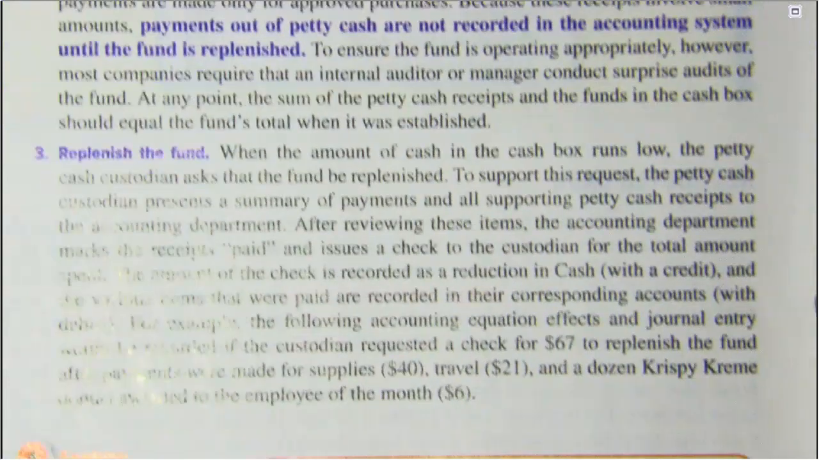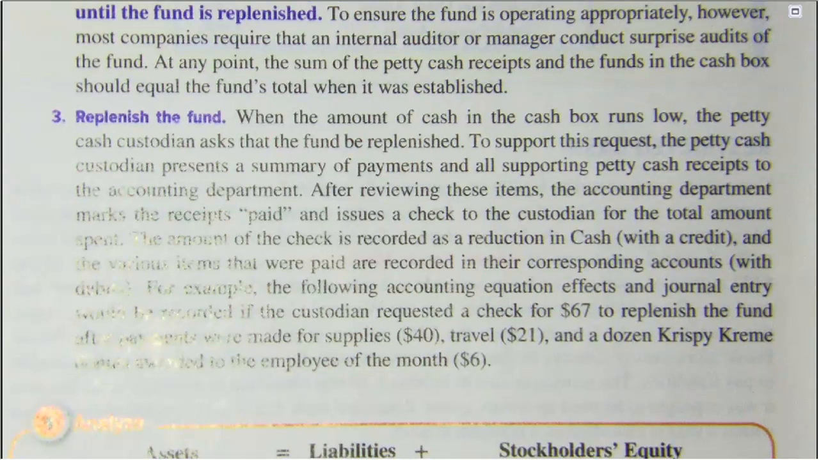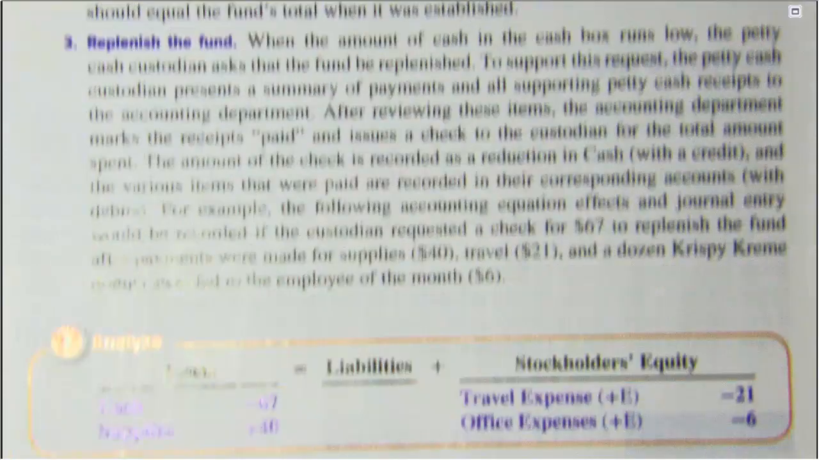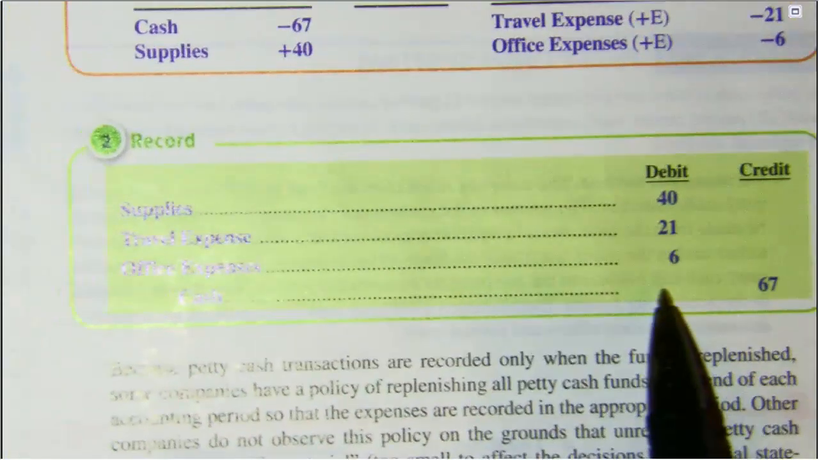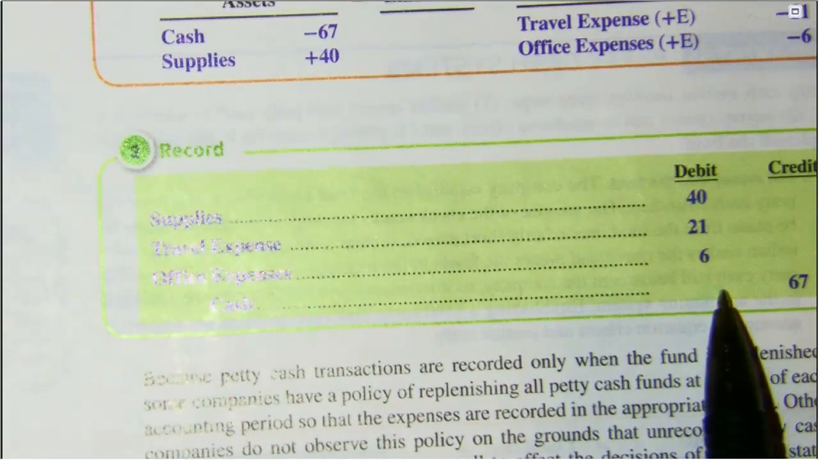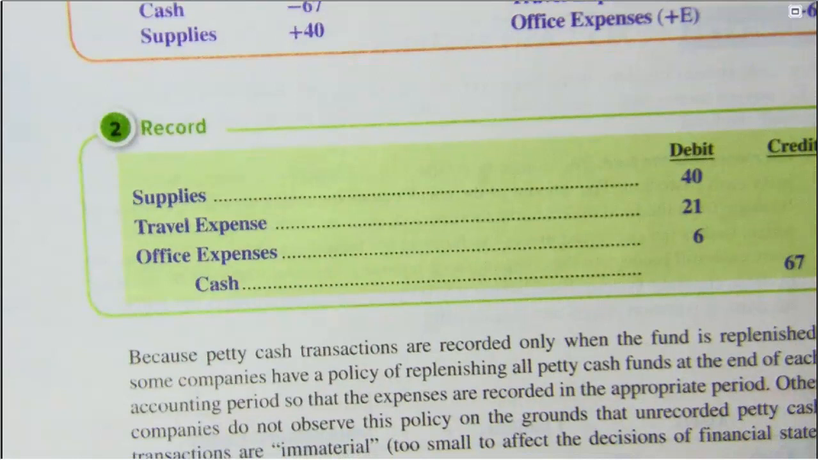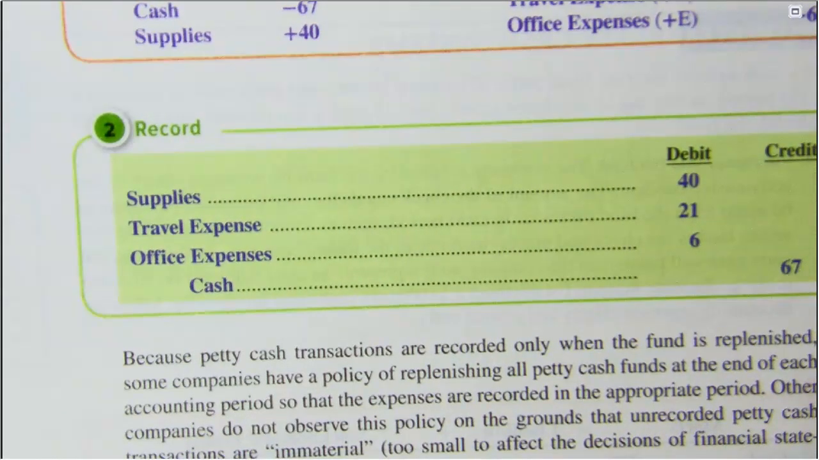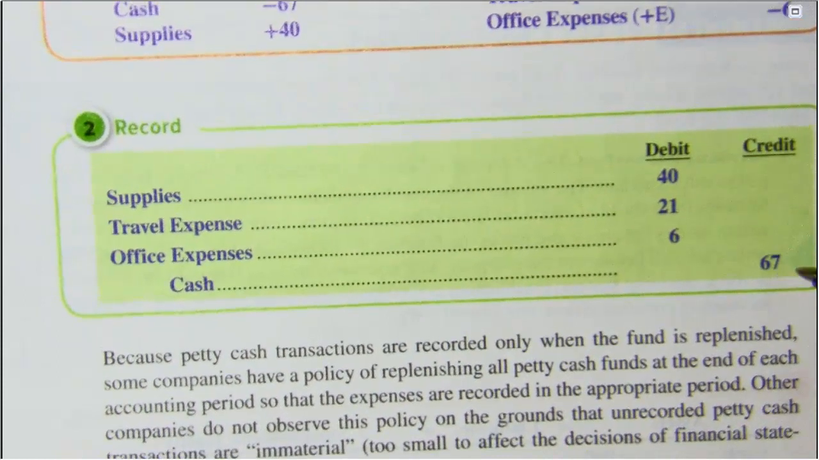And then in the last step, the fund is replenished. So either when the cash is getting low or when it comes time to do the financial statements, because we want to make sure we get all the expenses recorded in the right period, we take all those receipts and we debit the appropriate accounts for whatever the amount or the amounts were dispersed for. So here we have supplies, travel expenses, and office expenses, and then $67 is the amount needed to replenish the fund.